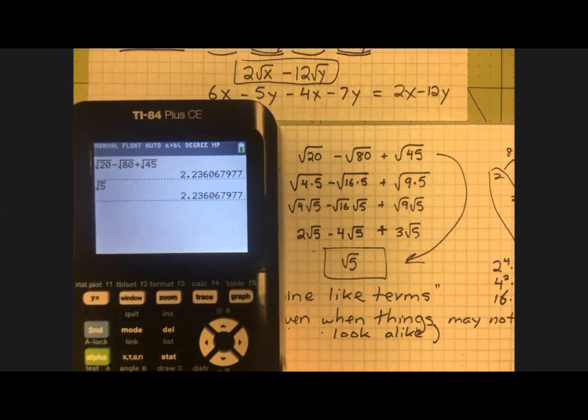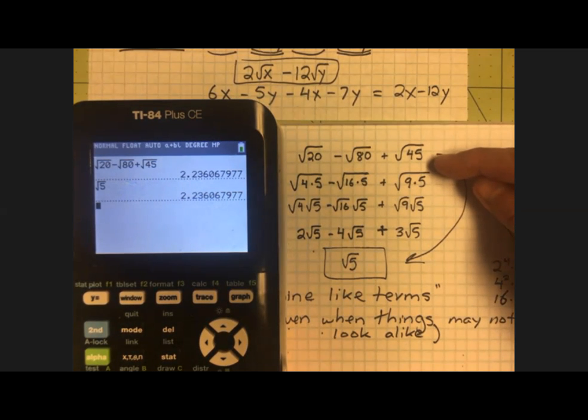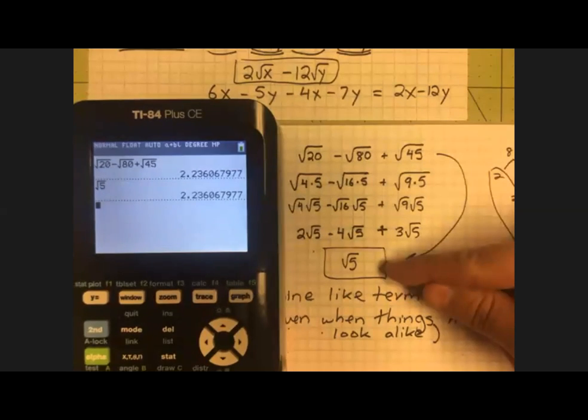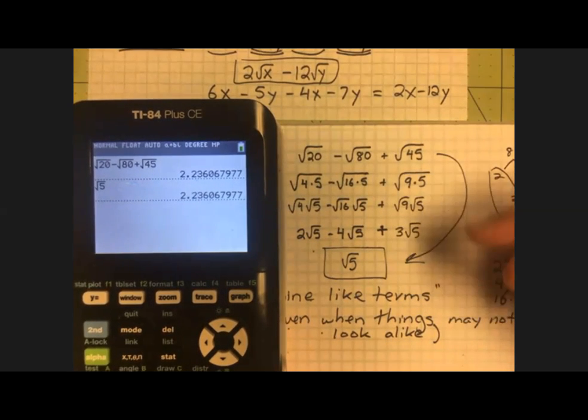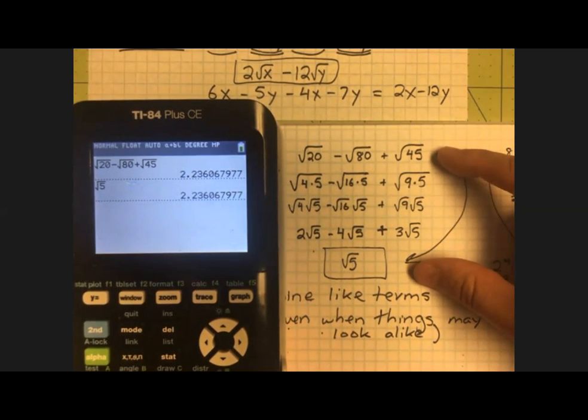We want everybody to write our answers in the same way. And I want to compare my answer to your answer or her answer to his answer. So if you write root 20 minus root 80 plus root 45, and she writes root 5, well, you know what? You're both right, except it's very hard to tell if you got the same answer.